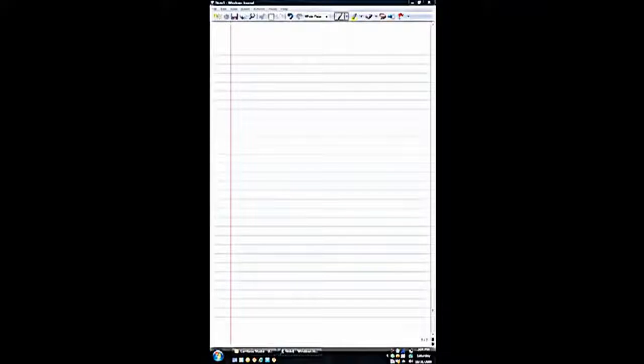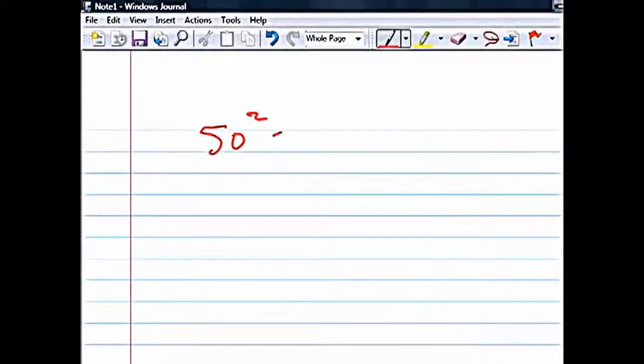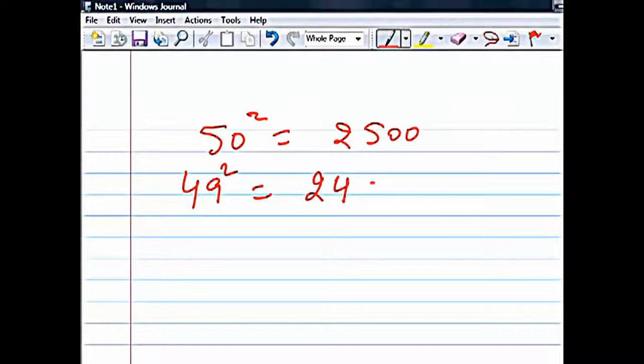Hi guys, today I will tell you an easy way to do a square of any two digit number near 50. Let's start first with the 50. 50 square is 2500. If I have to do a square of 49, all I have to do is subtract 1 from 25, that will be 24, and add a square of 1, that is 2401.